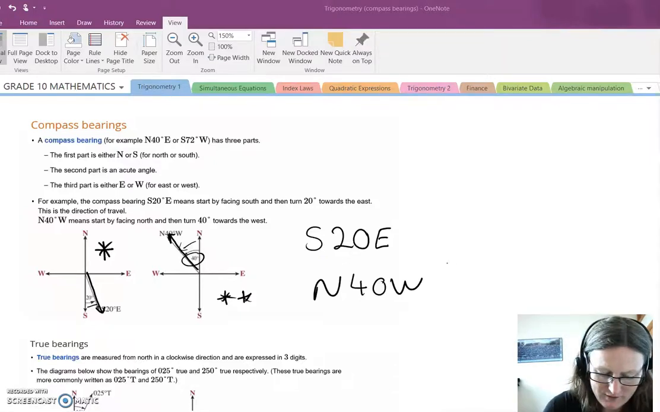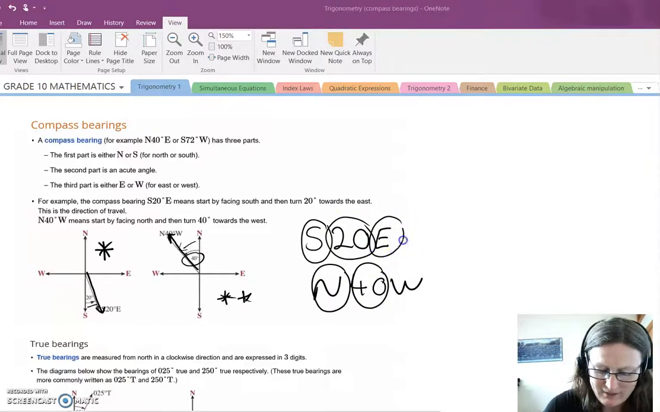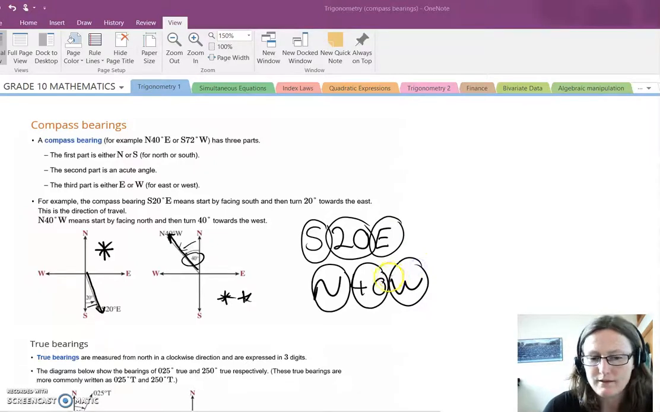Remember, three parts. Is it closer to north or south? How far is it from north or south? And is it towards the east or west?